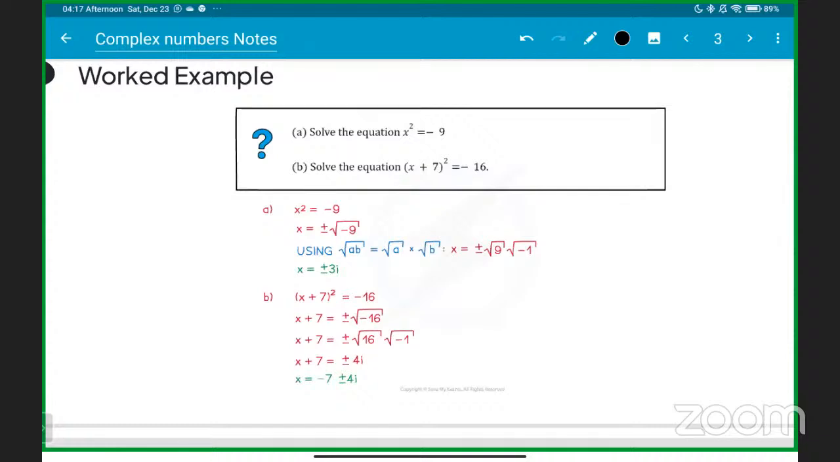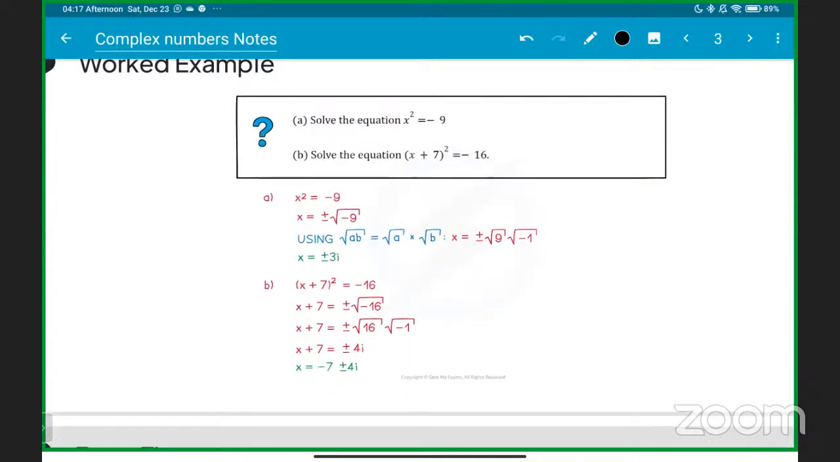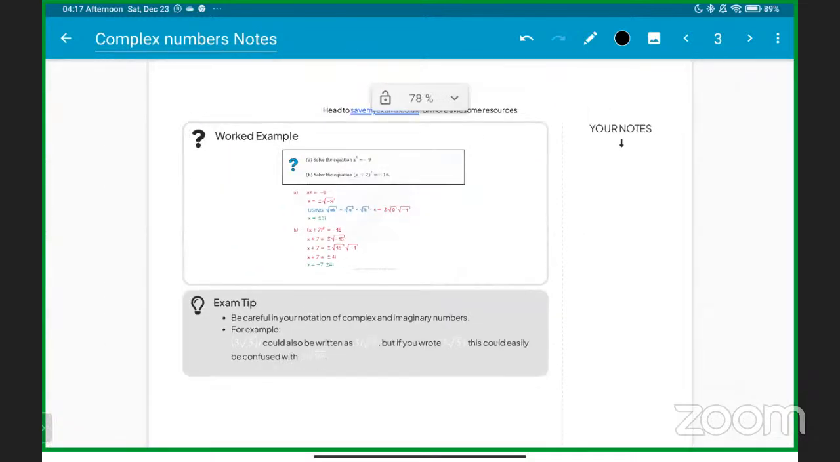Clear. Sir, it's clear. Got it? How they are solving it? Clear, everyone? No doubts? Make sure to have a look at it, clear as well, okay?